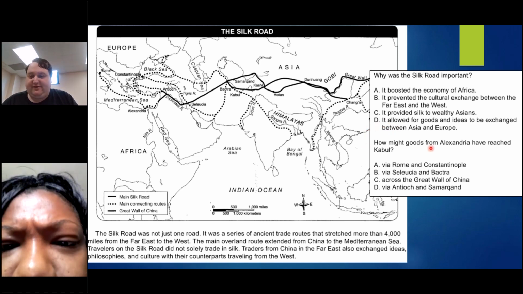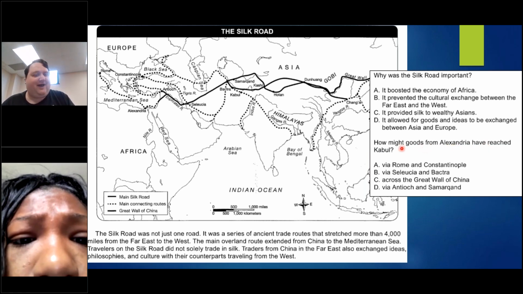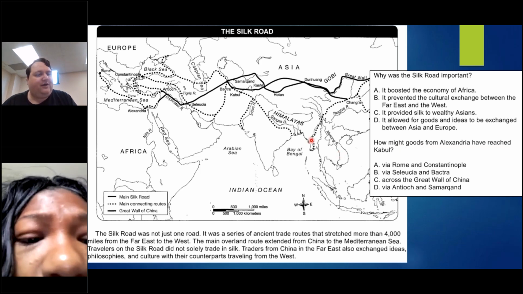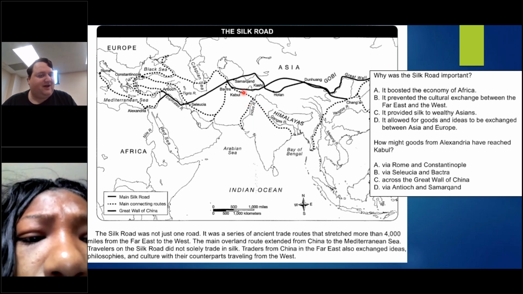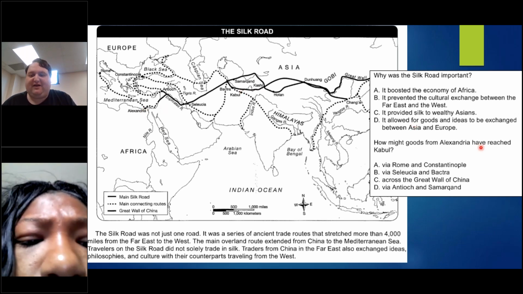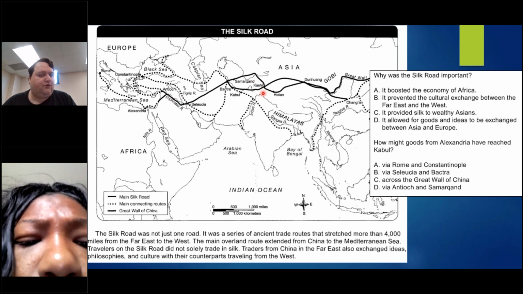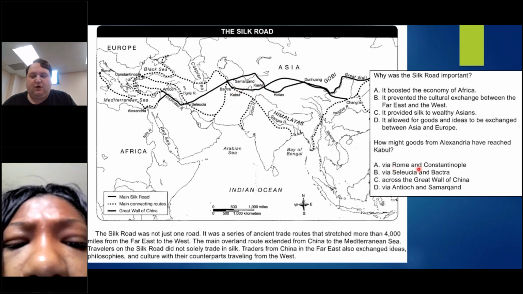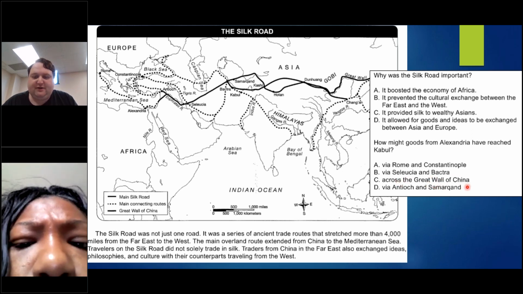And then, how might goods from Alexandria have reached Kabul? And for that, we need to see where Kabul and Alexandria are. So Kabul is over here, and Alexandria is in Egypt right here. So how might goods from Alexandria have reached Kabul? Via Rome and Constantinople? Via Seleucia and Bactria? Across the Great Wall of China? Or via Antioch and Samarkand?